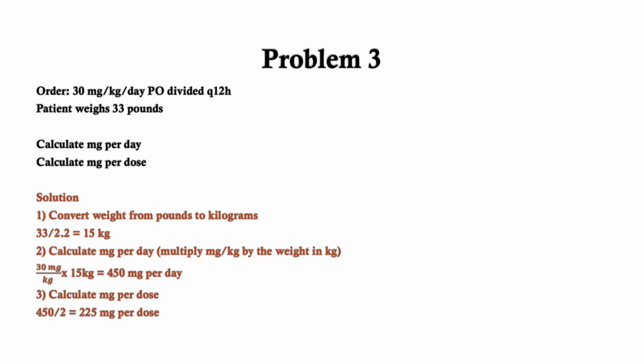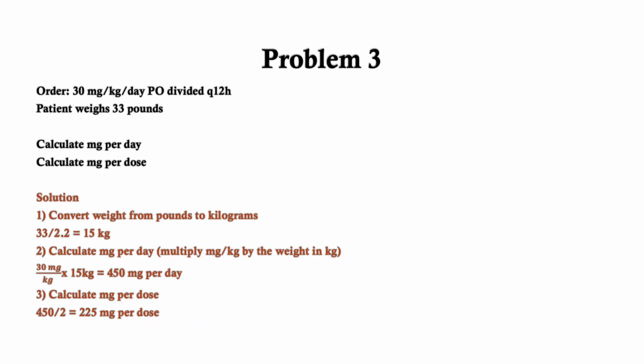If you're given milligram per kilogram, for example, let's say if you're given milligram per kilogram twice a day or every 12 hours, that means the milligram per kilogram is per dose. But if it says milligram per kilogram per day and then divided in 3 doses or divided every 12 hours, that milligram per kilogram, like it says, it's per day. So when you calculate the dose in milligram, it's going to be milligram per day.